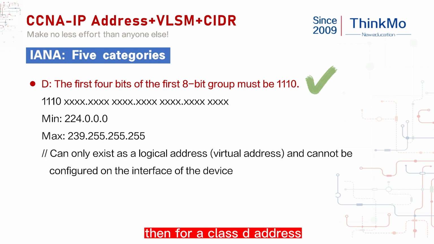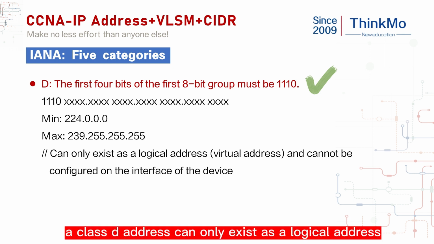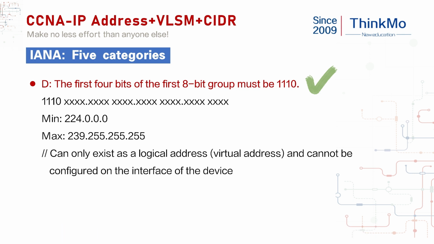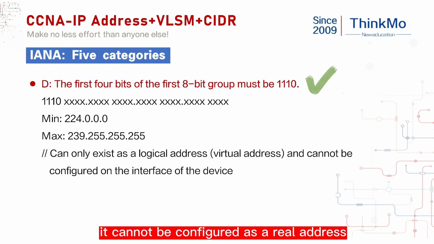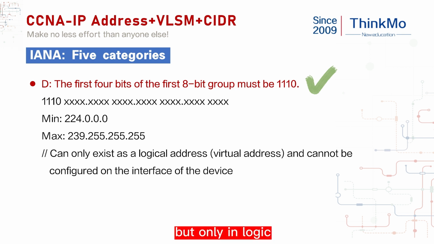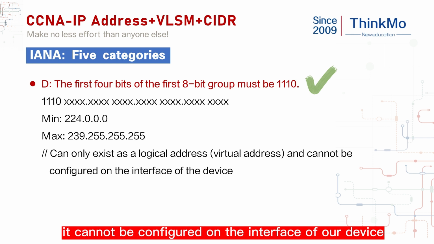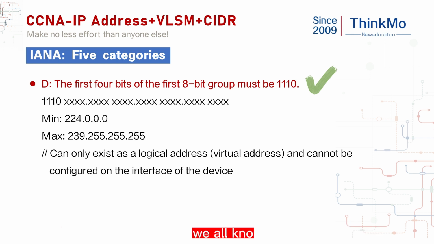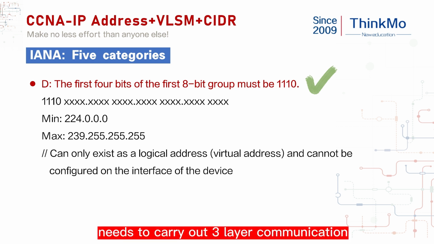Then a Class D address also has its own characteristics. It has a very clear stipulation: a Class D address can only exist as a logical address. It cannot be configured as a real address. It cannot be configured on the interface of our device. We all know the device interface needs to carry out 3-layer communication by configuring the IP address. The assigned address cannot be a Class D address.